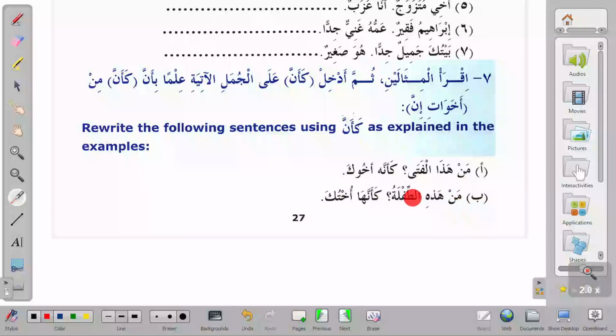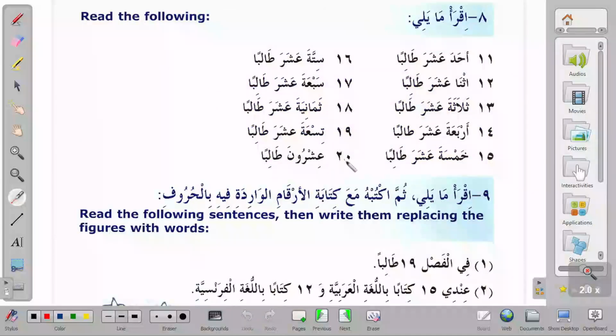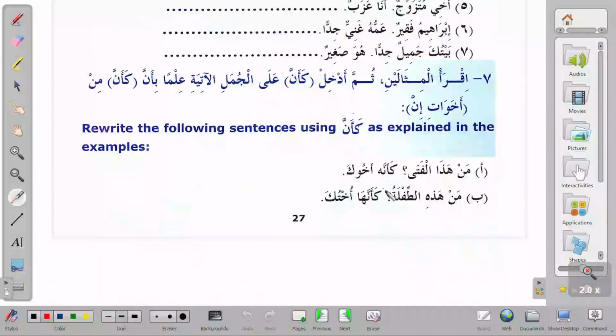من هذه الطفلة, who is this young girl? طفل is a child, but طفلة means that the child is female. I mean a baby girl. كأنها أختك, as if she is your sister. I hope that is clear.